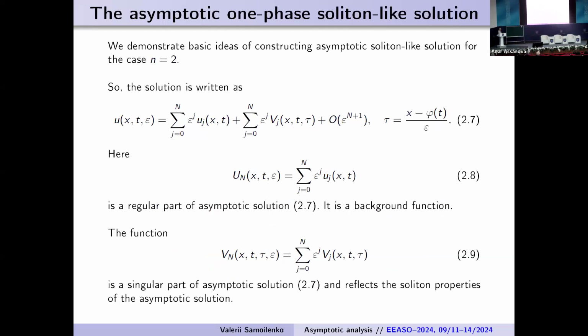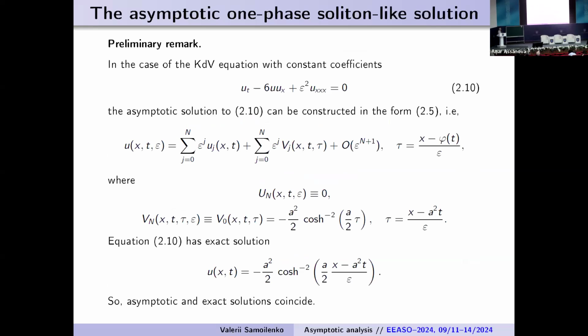Further, we will consider the case when the power of singularity equals 2, and in this case the asymptotic solution has the form number 7, the regular part of the asymptotic is represented by formula number 8, and the singular part of the asymptotic is represented by formula number 9.